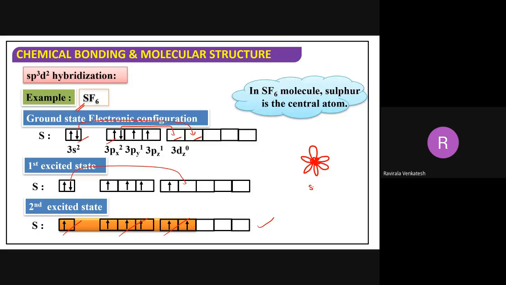This way, sp3d2 can be shown like this. It is called octahedral structure. Sp3d2 will have this type of structure, octahedral. Otherwise, we can also call it square planar bipyramidal. So sp3d2 shape is octahedral or square planar bipyramidal. Why? Because it has 6 hybrid orbitals. When you have 6 hybrid orbitals, it will look like octahedral.